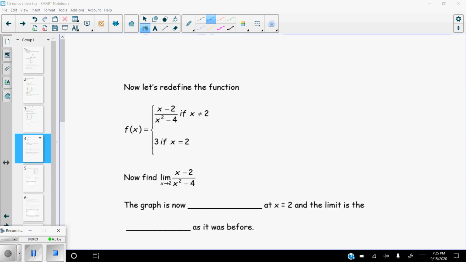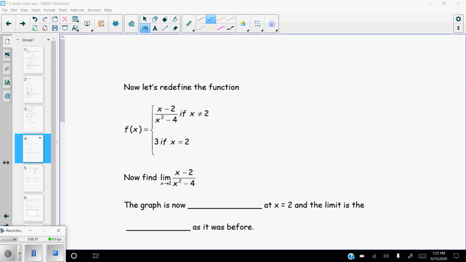All right, in video 2, we're going to start off by looking at basically the same function that we just finished with. So what you can see here, f of x is defined to be x minus 2 over x squared minus 4. That's the same function that we had on the previous page, as long as x does not equal 2. So that's our condition. As long as x doesn't equal 2, it's the same function that we had. But then the piecewise part of it says, well, we're going to let f of x equal 3 when x equals 2. So basically that means that when x equals 2, the y value is 3.